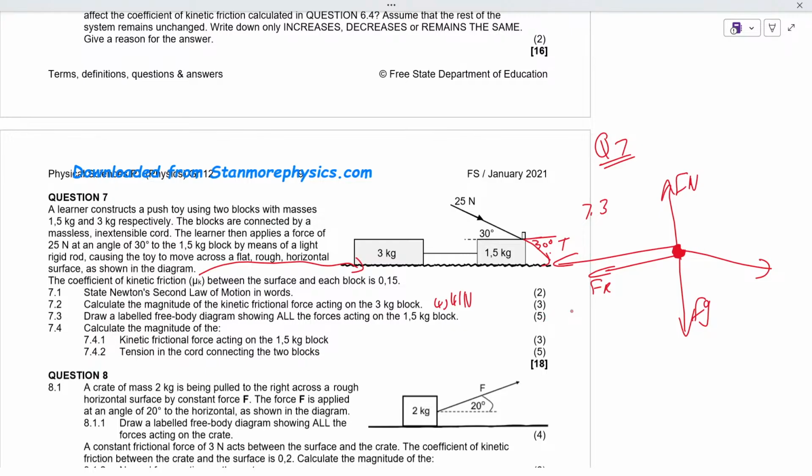Then they say calculate the magnitude of the kinetic frictional force acting on the 1.5 kg block. So they want the kinetic frictional force acting on the 1.5 kg block. We just come and say Fk equals mu k times Fn, where Fn equals mg.